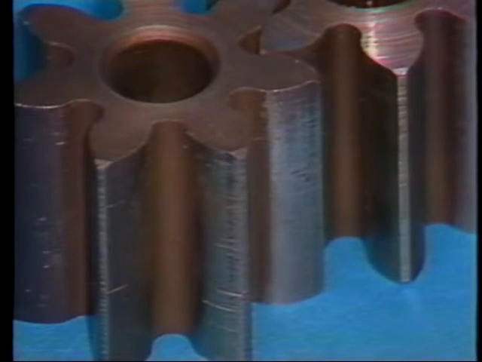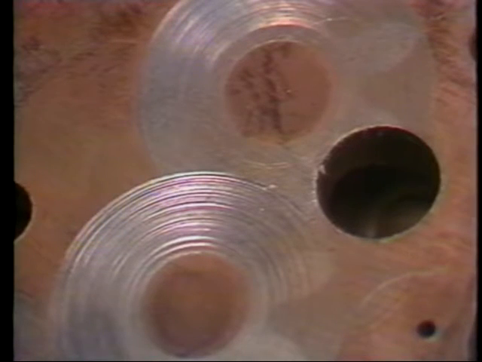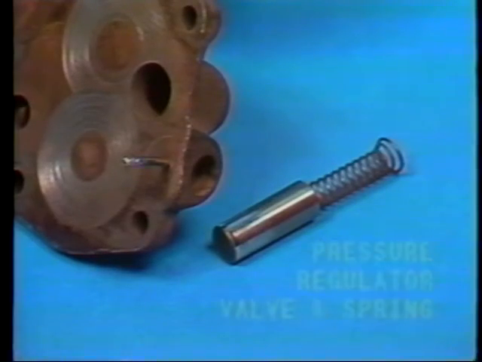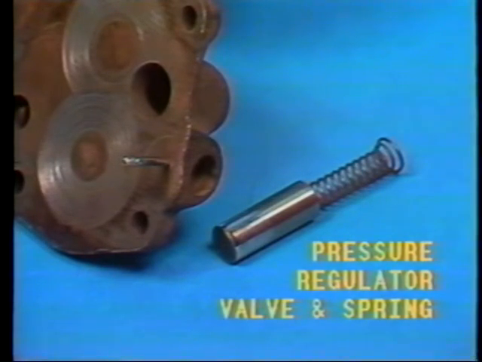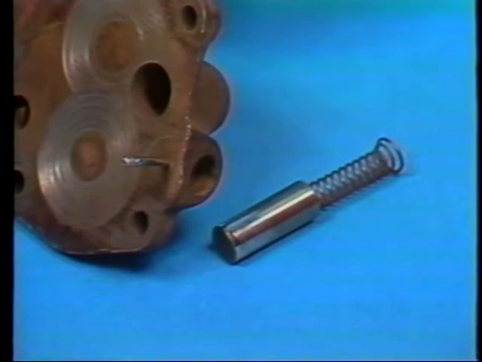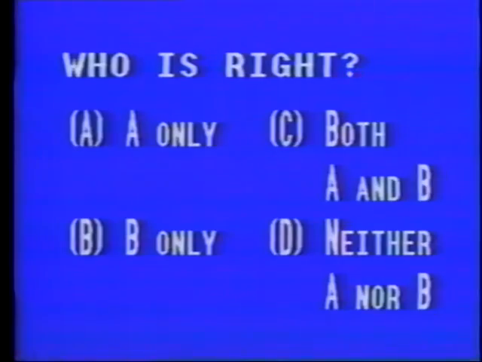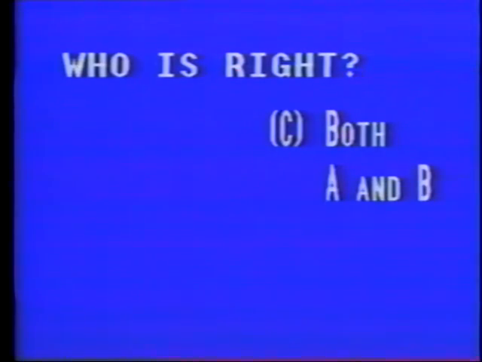If the gears, housing, or cover have any ridges or grooves present, they must be replaced. Any measurements that are taken when there are grooves or scoring present will be inaccurate. Incidentally, don't forget to check the pressure regulator valve. Inspect the valve and seat for a good sealing surface and the regulator spring for good tension. As you can see from this discussion, both technician A and B are correct. The correct answer is response C, both A and B.